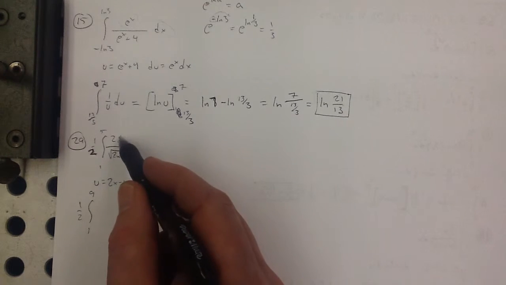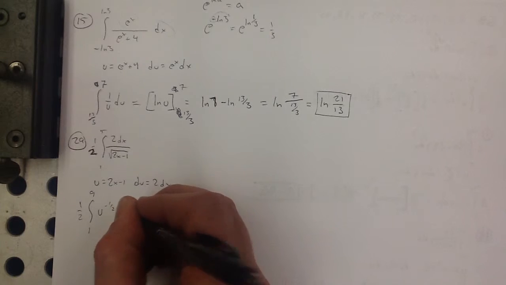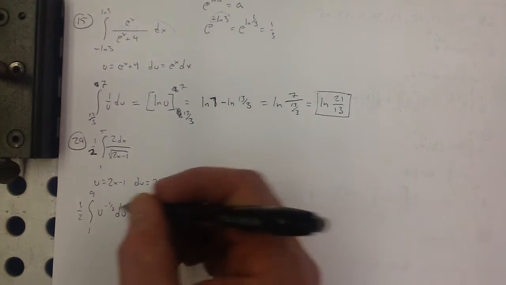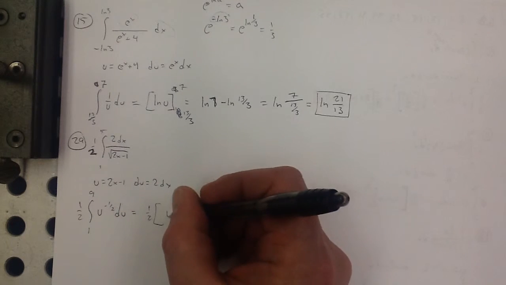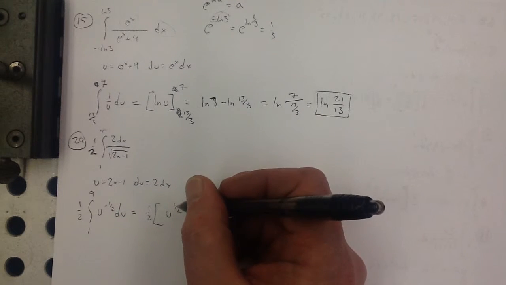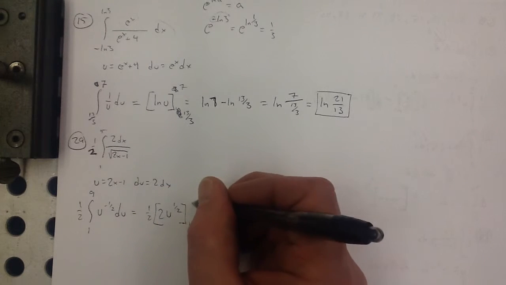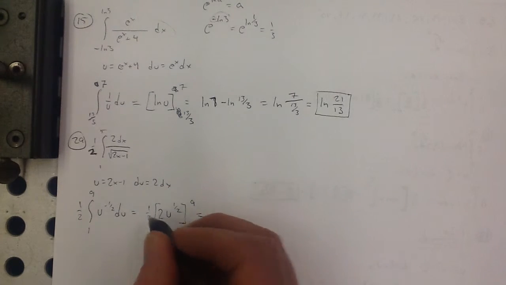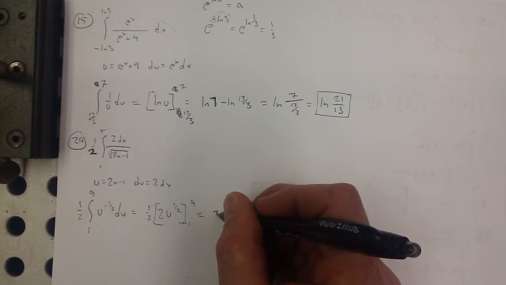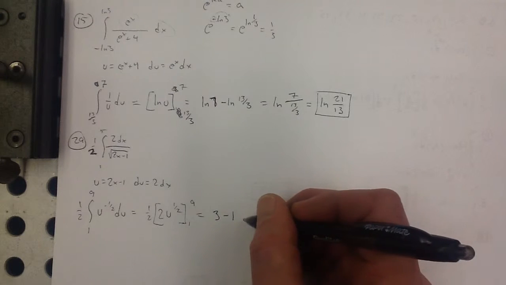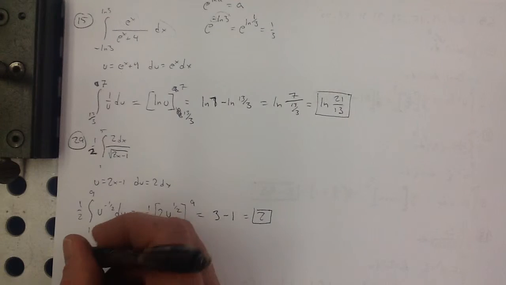And then this is going to be 1 over the square root of u, or u to the negative 1/2 du. And the antiderivative of that, bump the exponent up by 1, and then divide by the new exponent. Dividing by 1/2 is the same as multiplying by 2. The 2 and the 1/2 cancel out, so I have u to the 1/2. 9 to the 1/2 is 3. 1 to the 1/2 is 1. That's 2.